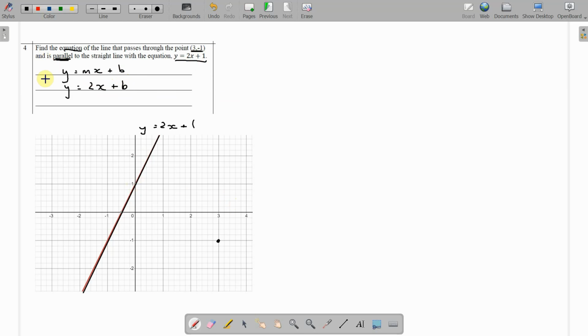Okay, so piecing together that again, we know it's parallel, which means same gradient, which means we can put the 2 there. So that 2 part of this equation is the gradient part. So y = 2x, but the plus b can't be plus 1 here because that will make it the same line. So we've got to put a plus b because we don't know what that is yet. Well, we do know what this is, so that's all good. So how do we go? Where do we go from here then?